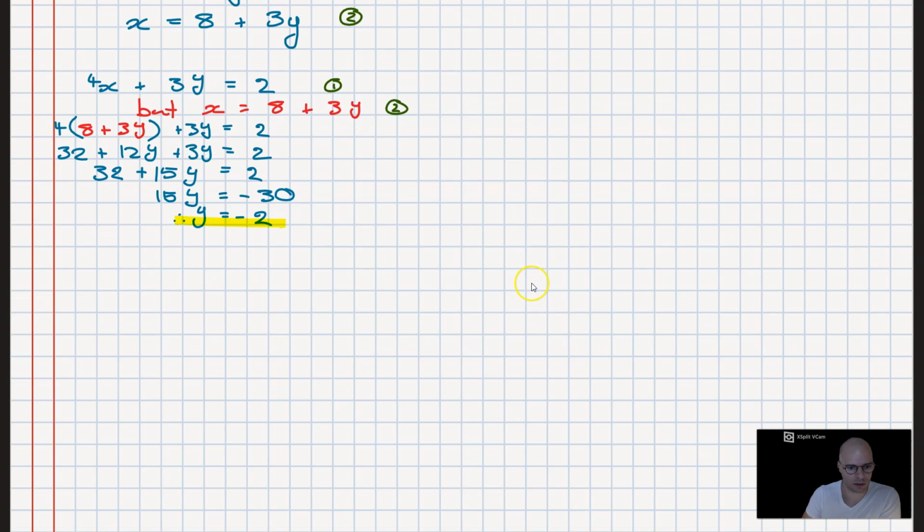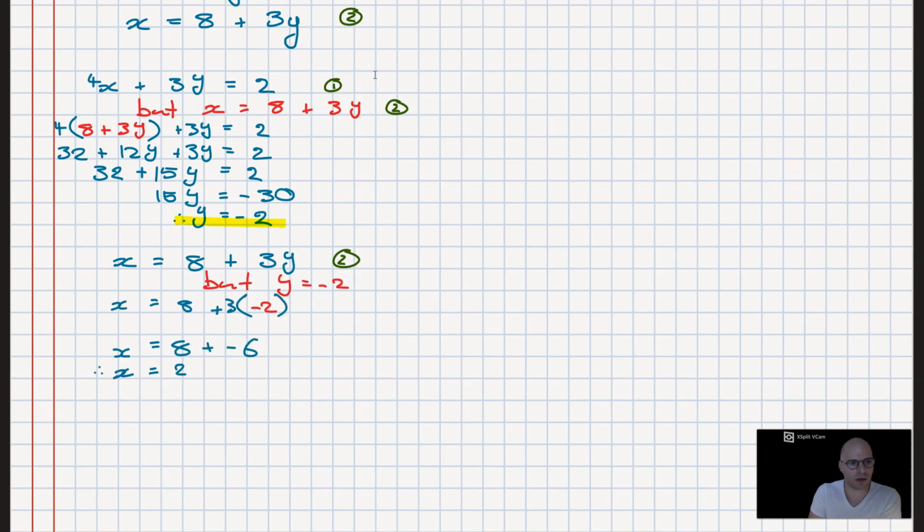Going in for the kill, we start off with equation 2 now because it's rearranged in terms of x, so nice and easy for us to work with. Then we're going to say but y equals minus 2. Therefore x is equal to 2. Too easy.